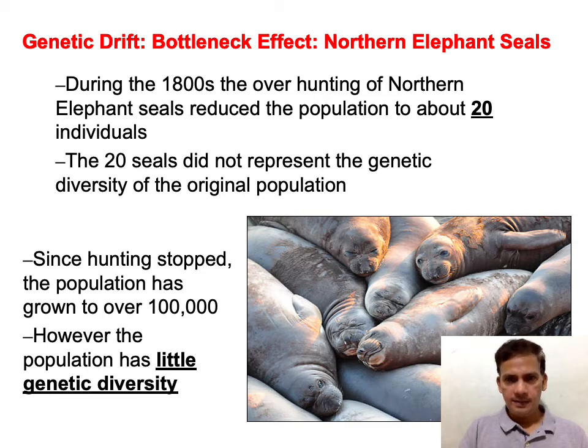Since then the hunting was banned, and because of this the population has grown to over 100,000. Now this population of 100,000 northern elephant seals has developed from only 20 individuals. Because of these 20 individuals, there is now very little genetic diversity.